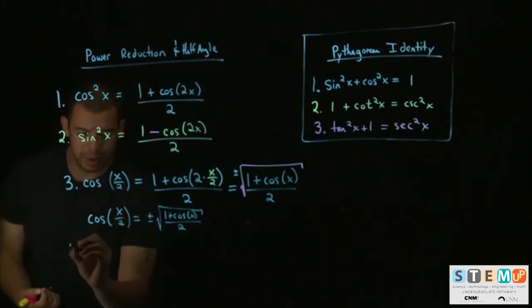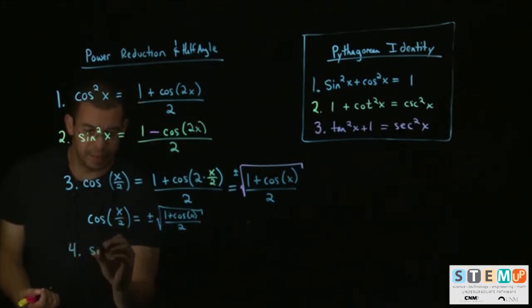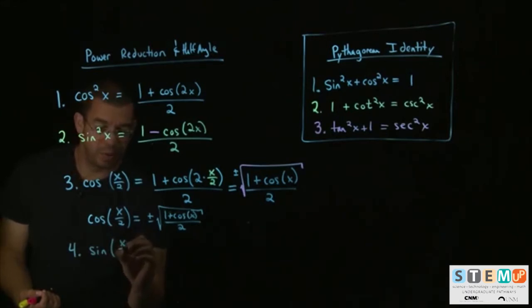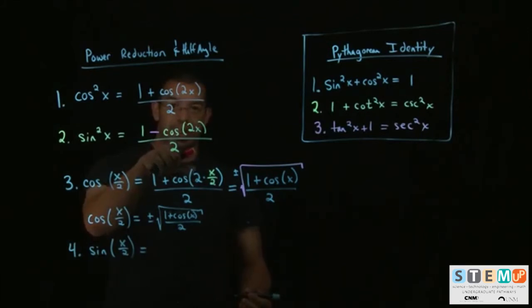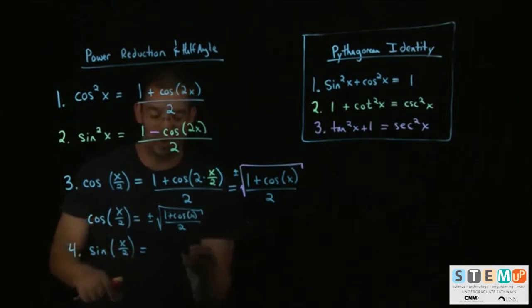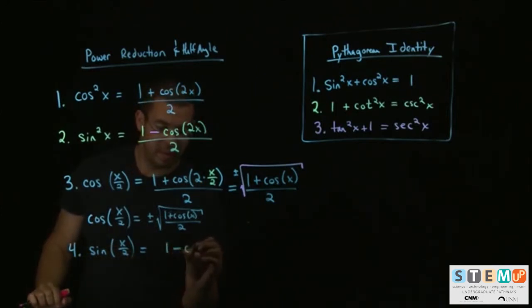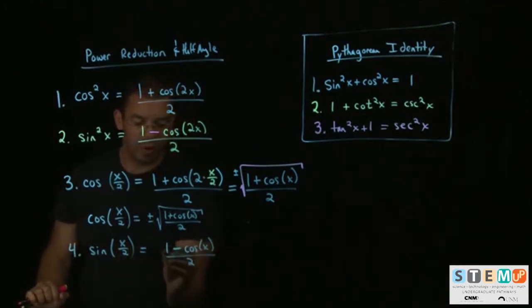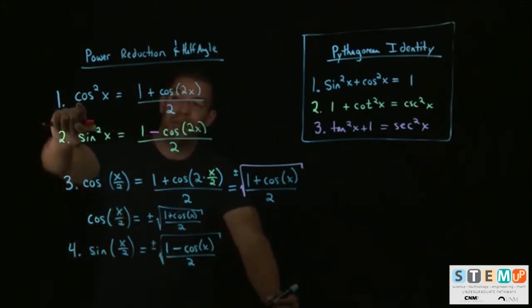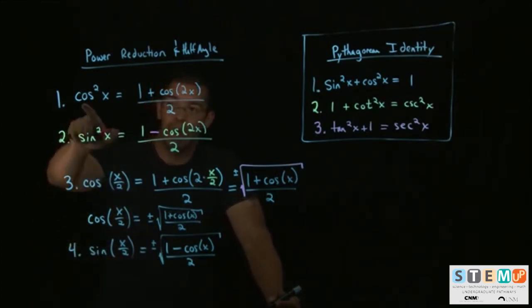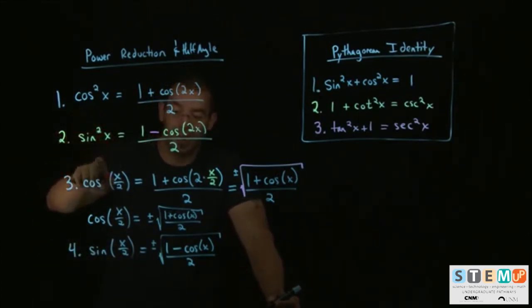And then for sine, we go through the exact same thing. Here it's just 1 minus cosine, right? But we're going to plug in x over 2. 2 divided by 2 is just 1. And we square rooted both sides. So that's how I remember the power reduction and half angle formulas. I remember this one formula. From that, I derived the other 3.